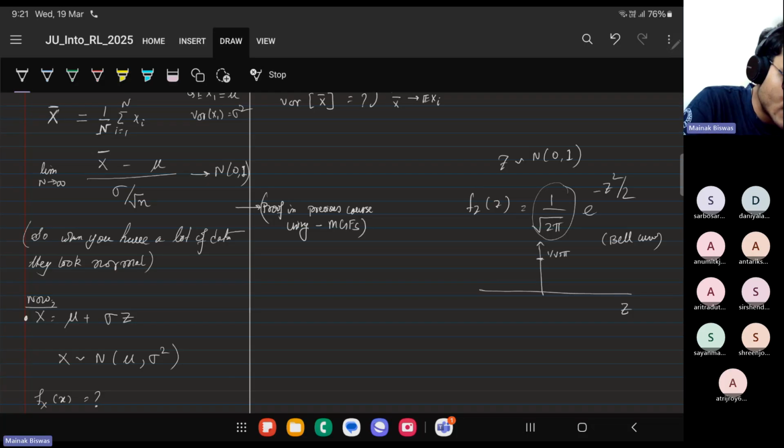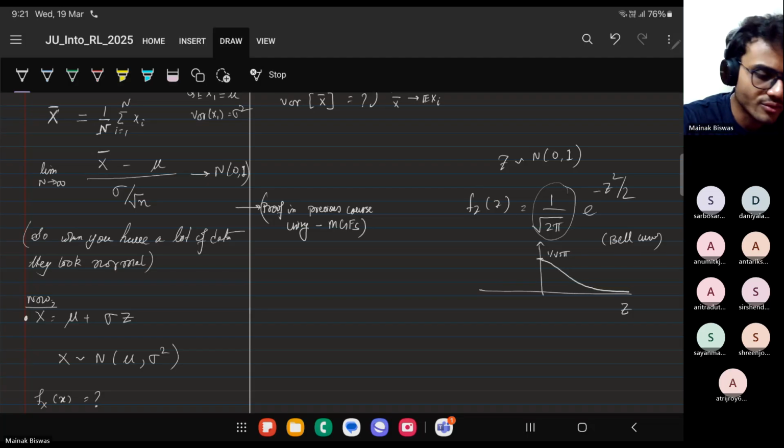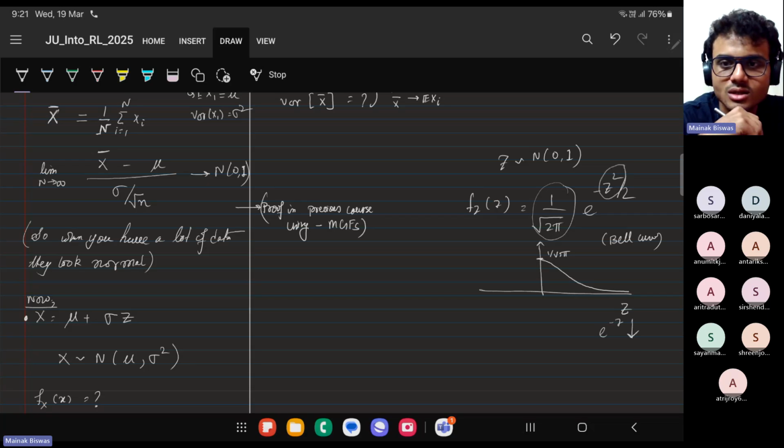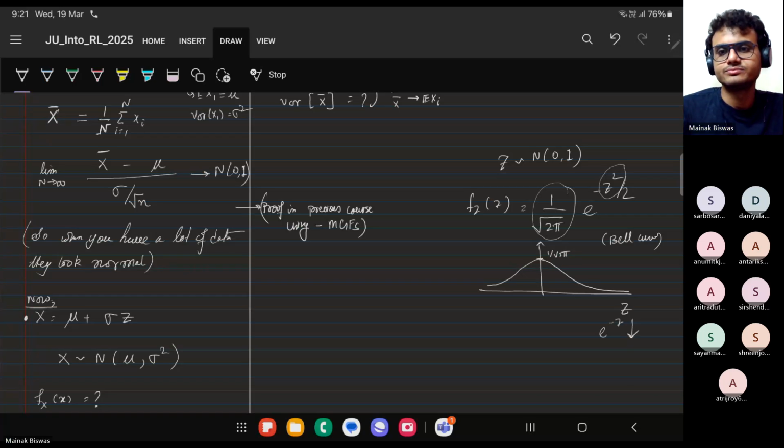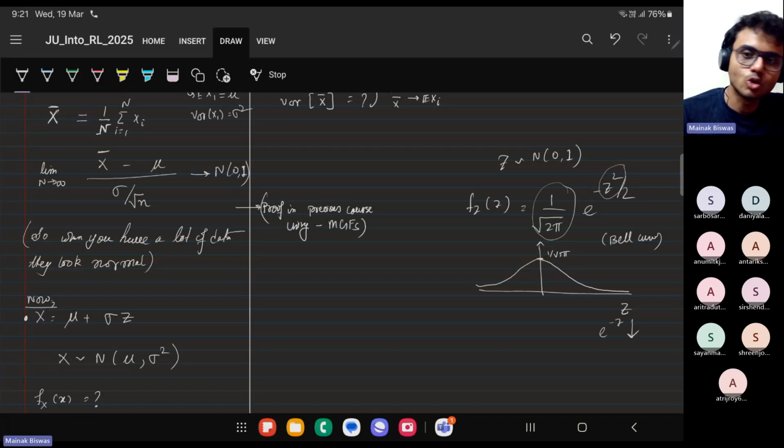As you go towards infinity, it will decrease, yes or no? Fine. E to the power minus z will decrease. And now it is z squared, so it will be symmetric across the y-axis. So this will be this, right? Fine. This is how the bell curve looks. I'll show it in a histogram also, but anyways.